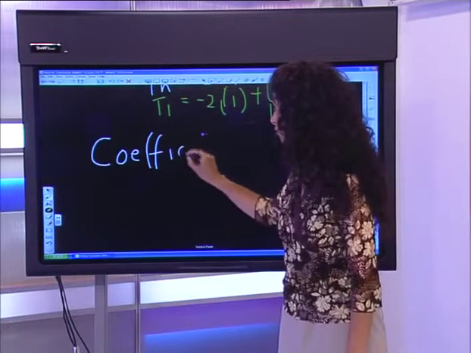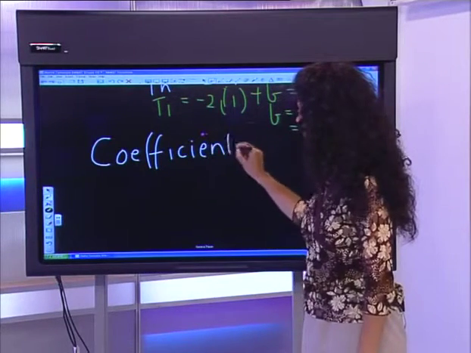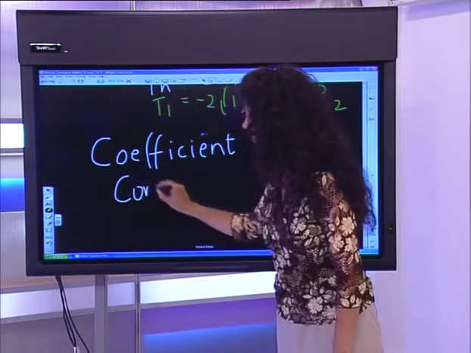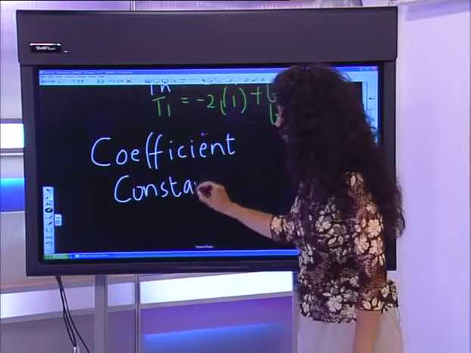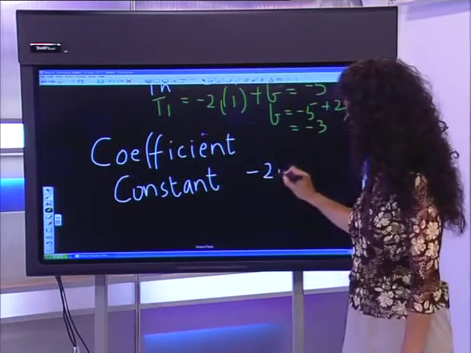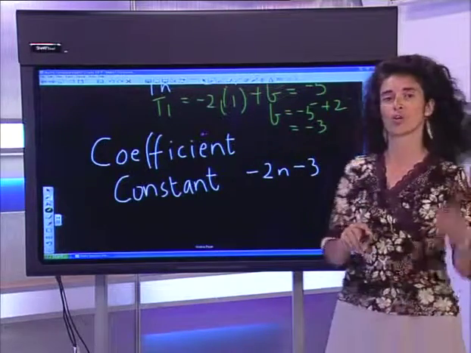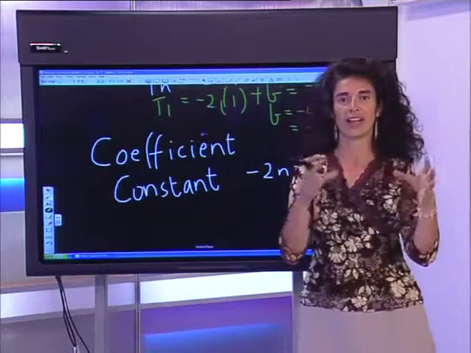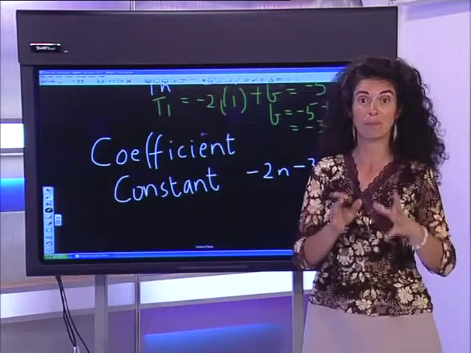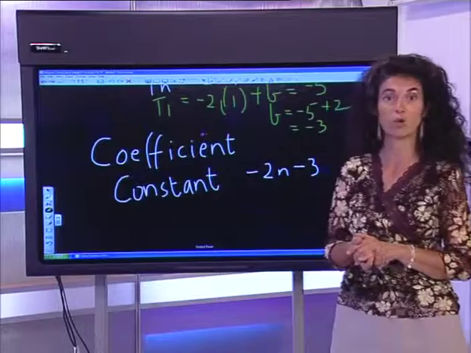So what is a coefficient? And what is a constant? Okay. I'm going to give you an example from what we've just done. We had Tn as minus 2n minus 3. So every expression will have some variables and then some numbers. And the position of those numbers is how we define those words.